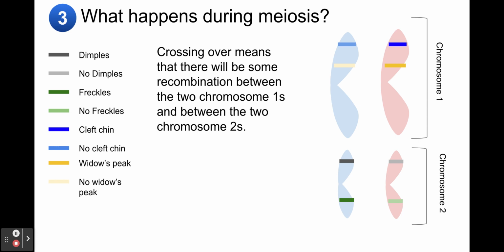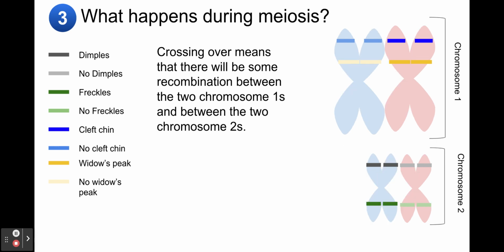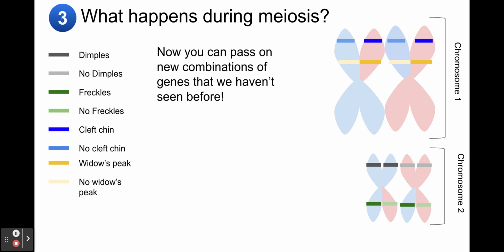Crossing over means that there will be some recombination between the 2 chromosome 1s and between the 2 chromosome 2s. So let's visualize that. Let's look at our duplicated homologous chromosomes. It's helpful to look at them as they're duplicated so that we can really envision what happens during crossing over. And let's make a little crossing over happen. I swapped the top arms of chromosome 1 and the bottom arms of chromosome 2. And now you can pass on new combinations of genes that we haven't seen before.